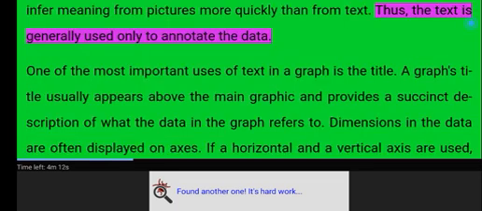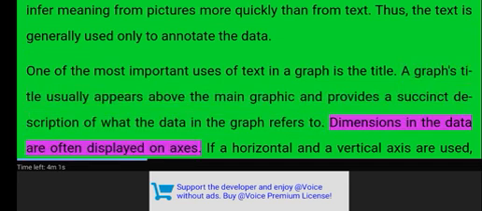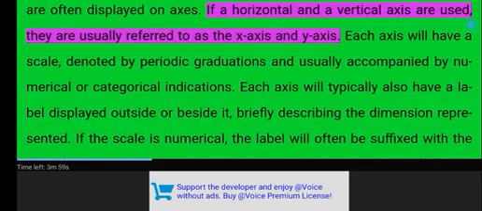Thus, the text is generally used only to annotate the data. One of the most important uses of text in a graph is the title. A graph's title usually appears above the main graphic and provides a succinct description of what the data in the graph refers to. Dimensions in the data are often displayed on axes. If a horizontal and a vertical axis are used, they are usually referred to as the x-axis and y-axis.